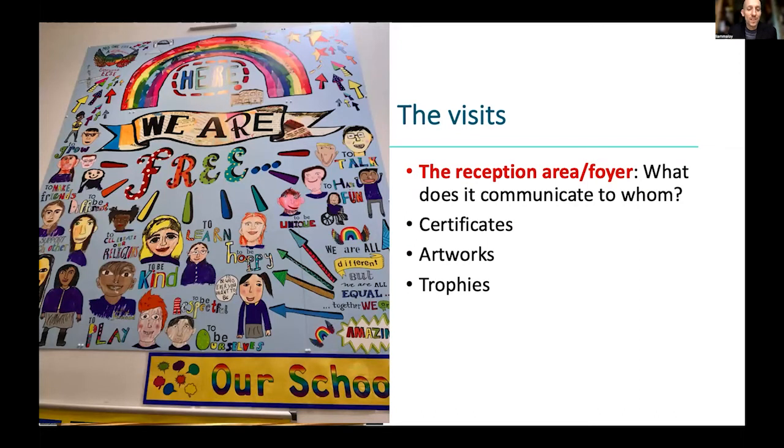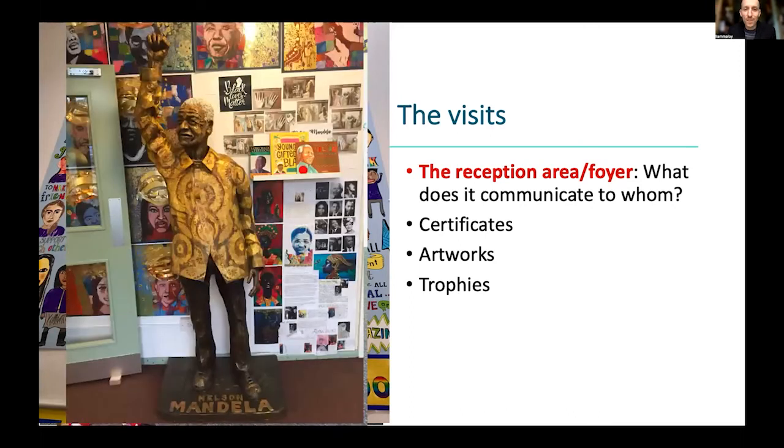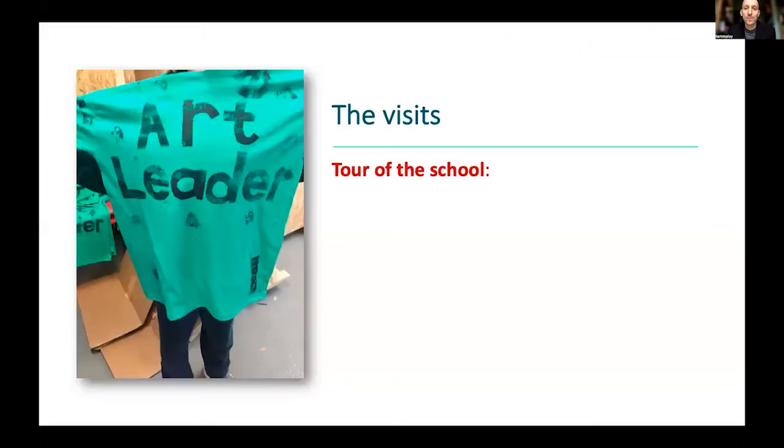This one says, here we are free. So, huge piece of artwork, or here's some paintings and a dress that they've made, or Nelson Mandela in a tiny rural school in Cheshire. This huge reception area has a piano, which does get played in reception, and a vending machine that has books in it. So, what does the reception area say?